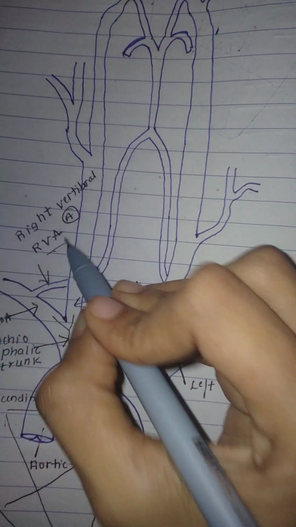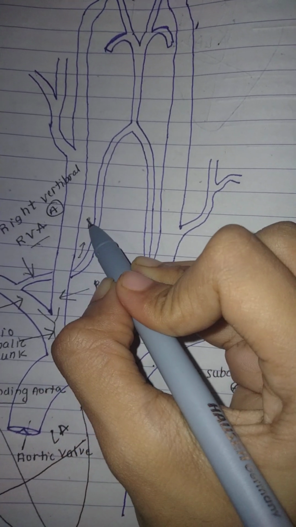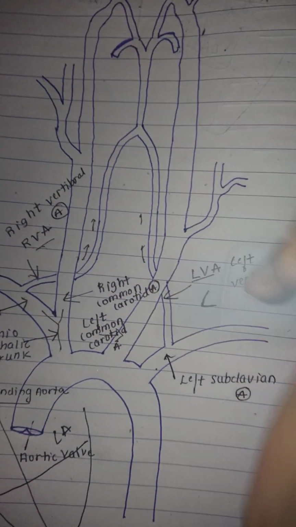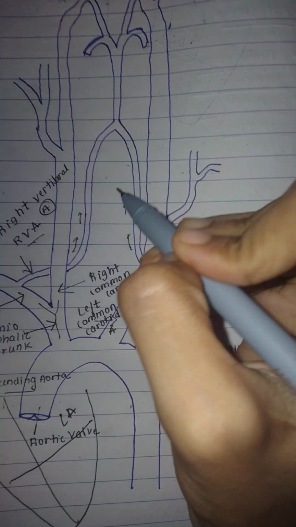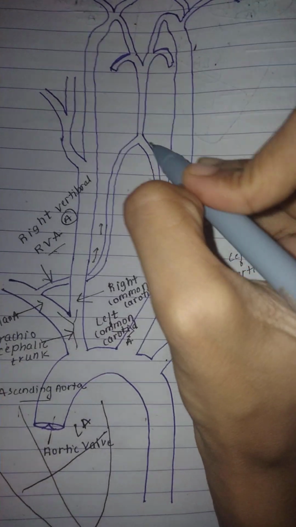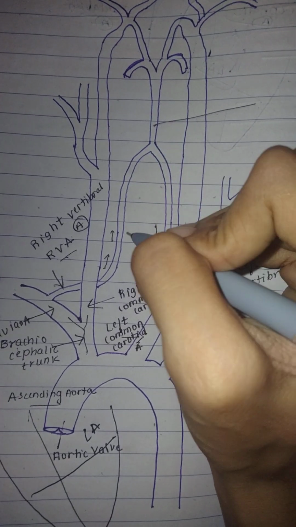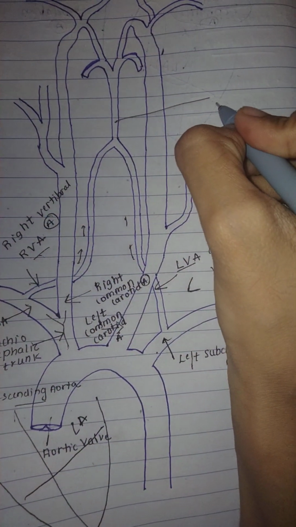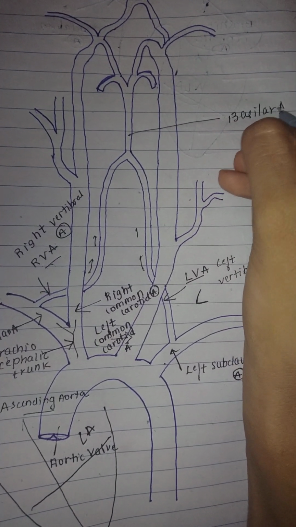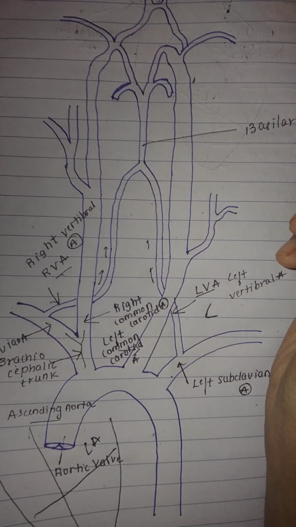Now this right vertebral artery and the left vertebral artery together are going to go upside and they are going to join at this region, and form a single artery. The artery where the 2 arteries are joined together is called the basilar artery. Right, this is called the basilar artery.